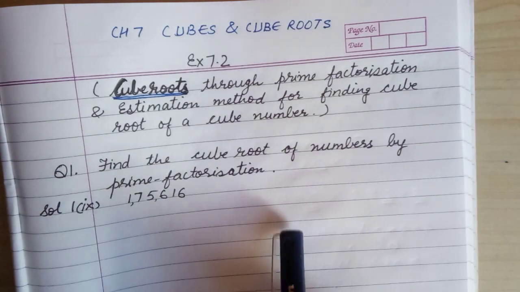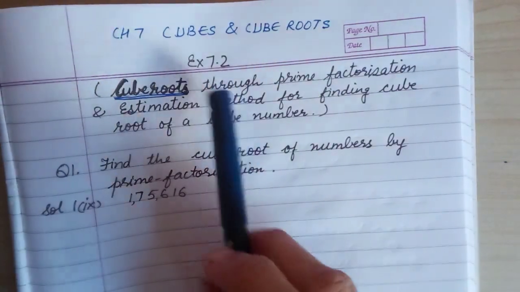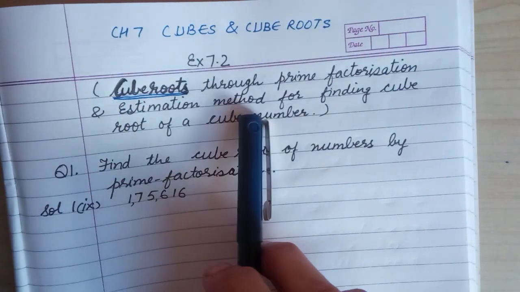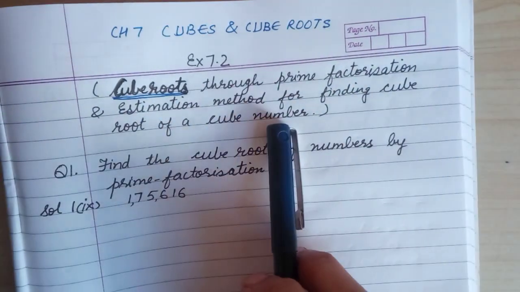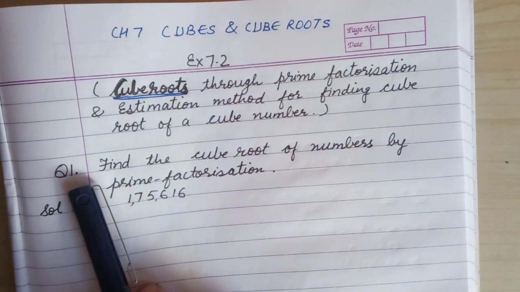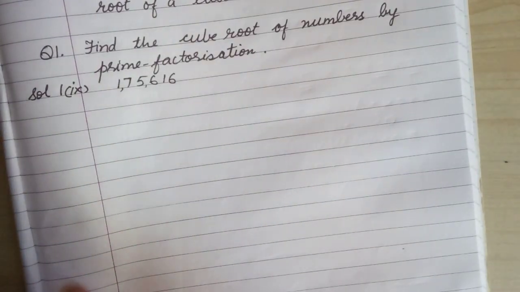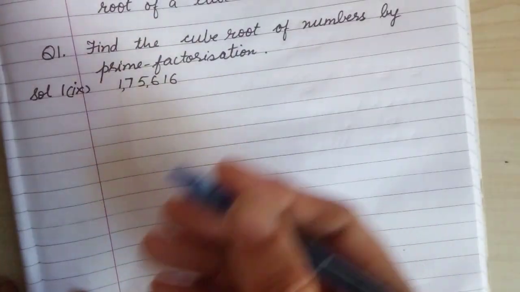Going to do cubes and cube roots, chapter 7, exercise 7.2. It is based upon cube roots through the prime factorization and estimation methods for finding the cube root of a cube number. Now question number 1: find the cube root of the numbers by prime factorization. In the prime factorization method, I am taking two examples here.